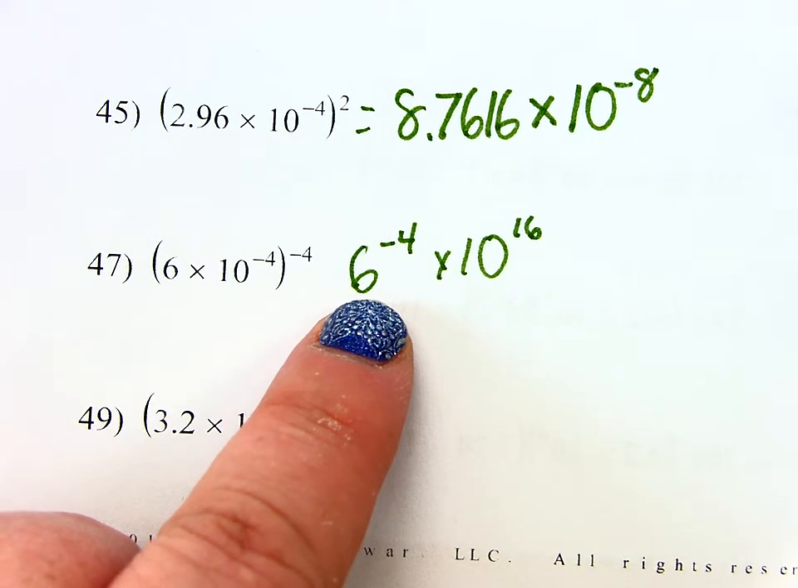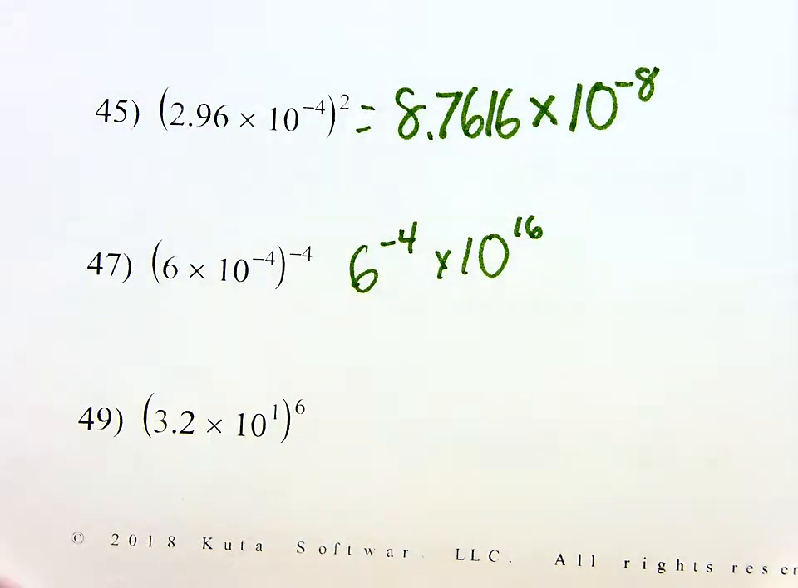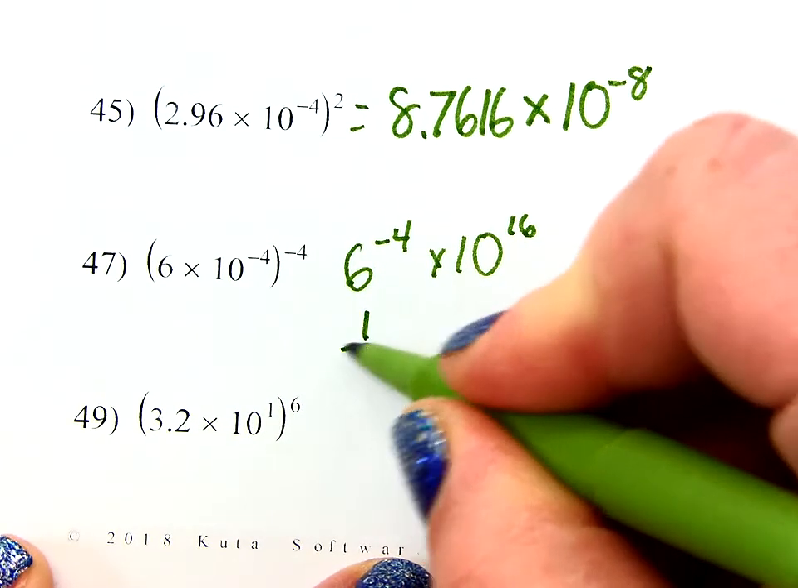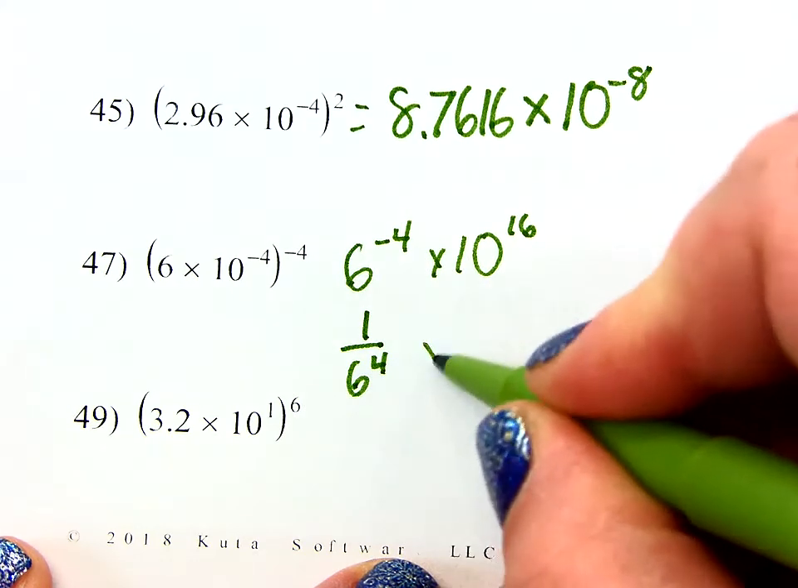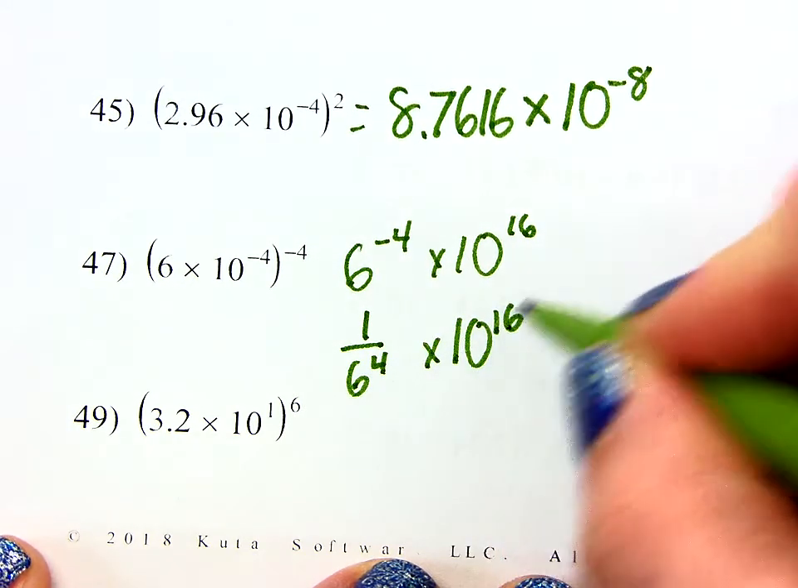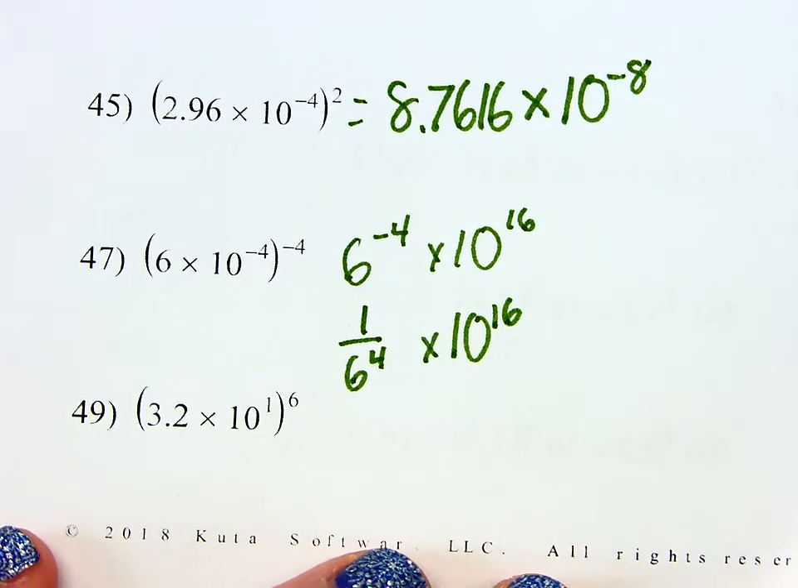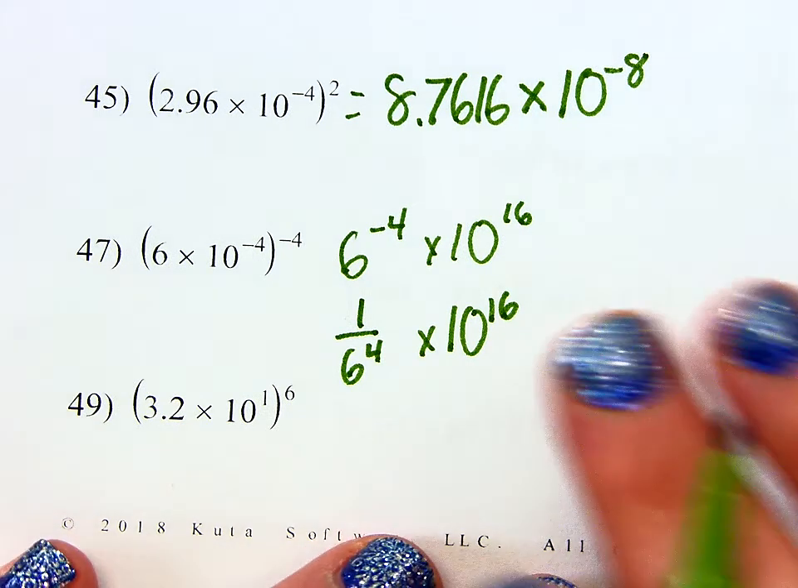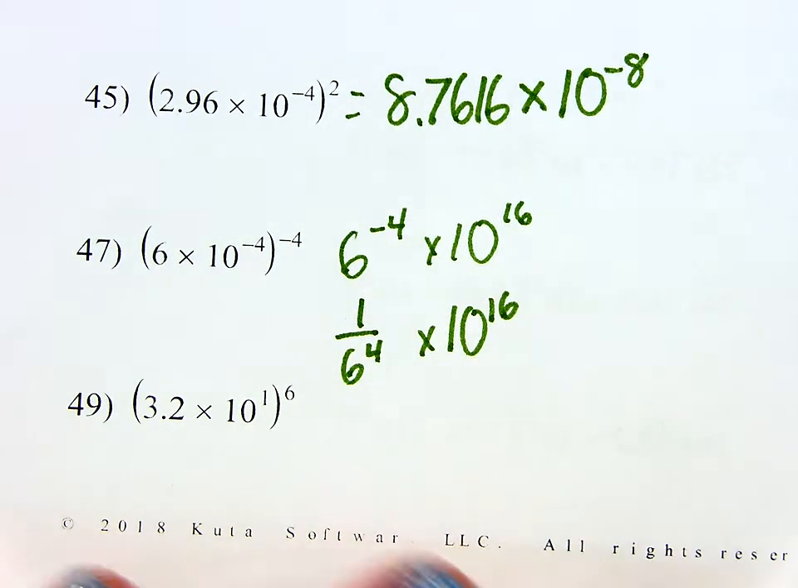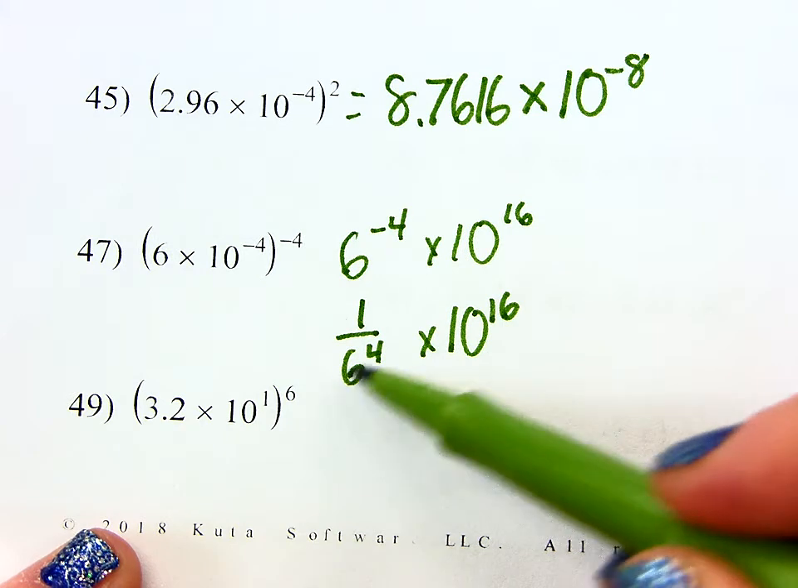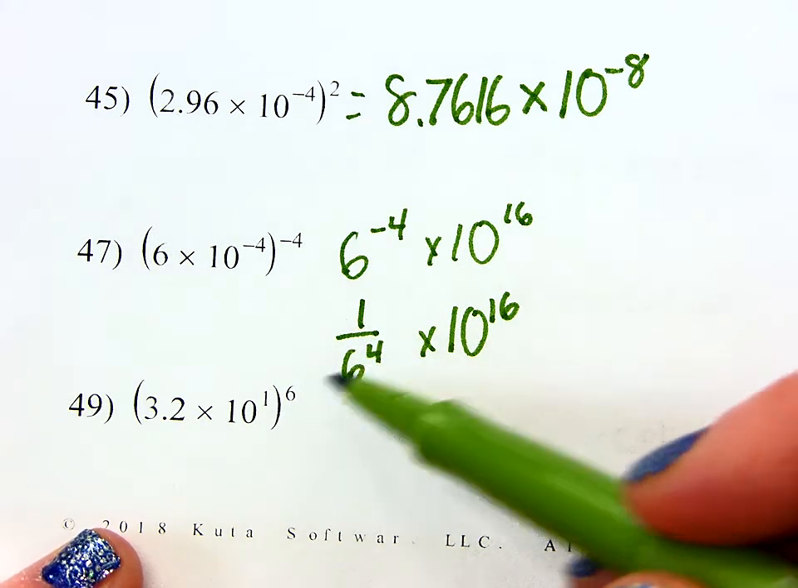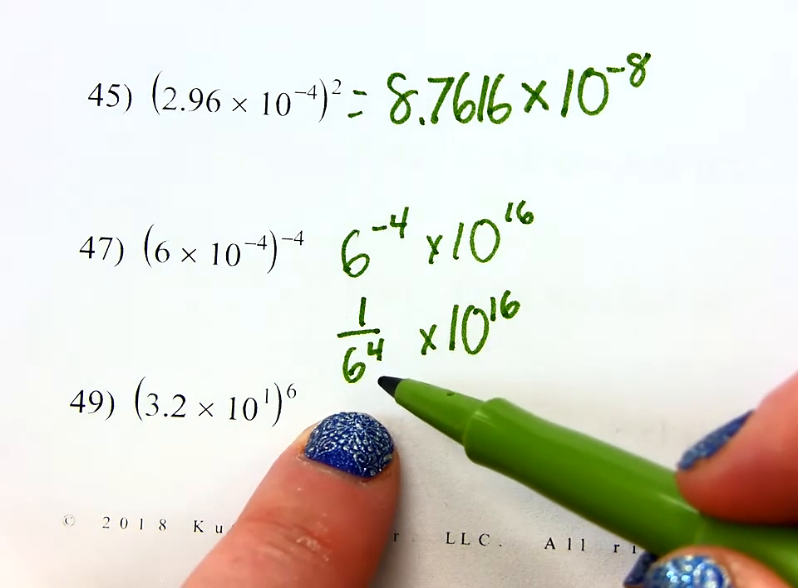Now, 6 to the negative fourth power is 1 over 6 to the fourth, right? A negative exponent means it goes downstairs. So this is 1 over 6 to the fourth. And where do you put the 10 to the 16th? Well, I'm not doing anything with the 10 to the 16th just yet. This number out in front has to be some decimal. I just have to figure out what that decimal is.